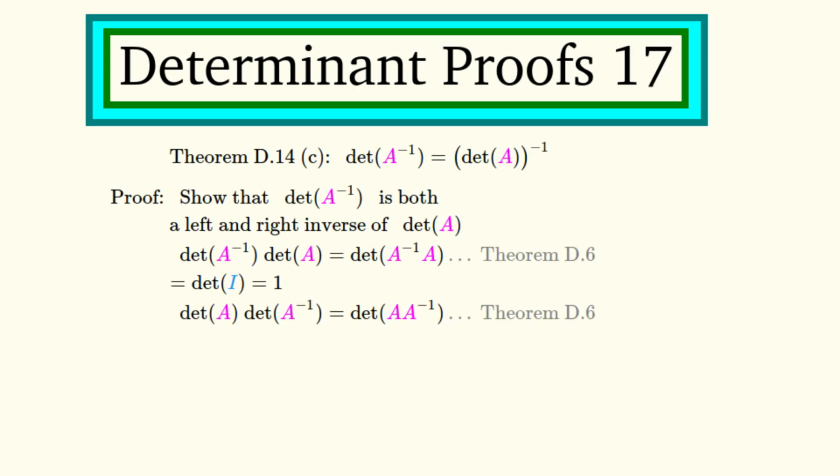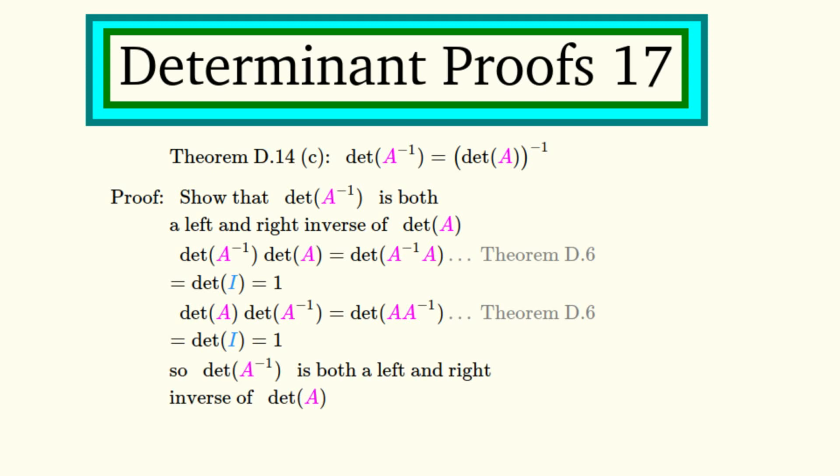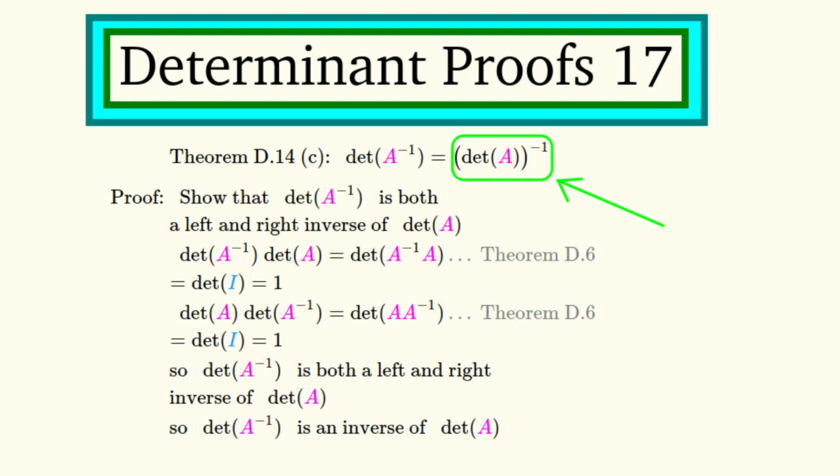We'll show it to be a right inverse this time. And the working is almost identical to last time, so it's a right inverse as well, giving us a product of 1. So it's both a right and left inverse of det A. So it's an inverse of the determinant of A, so we've proven part C of this theorem. And this quantity is obviously an inverse of the determinant of A.